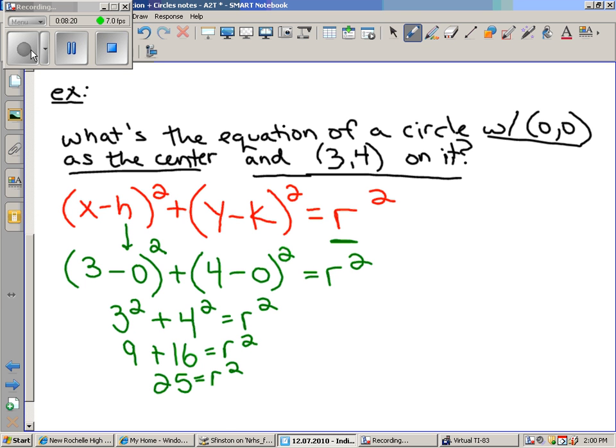25 equals r squared. 5 equals r. Also take notice of the way that I organize my work. What does it look like? A pyramid, it funnels down. Oh, it's beautiful when things look like that. Love that. You could do that.